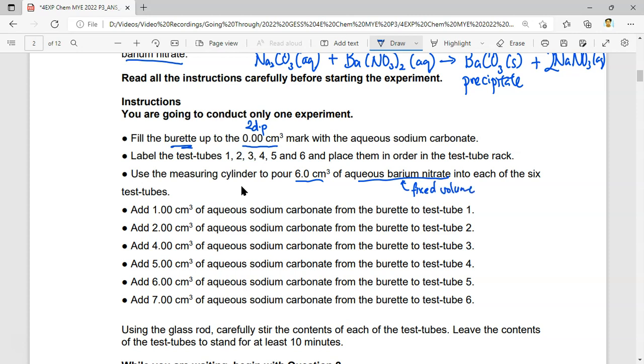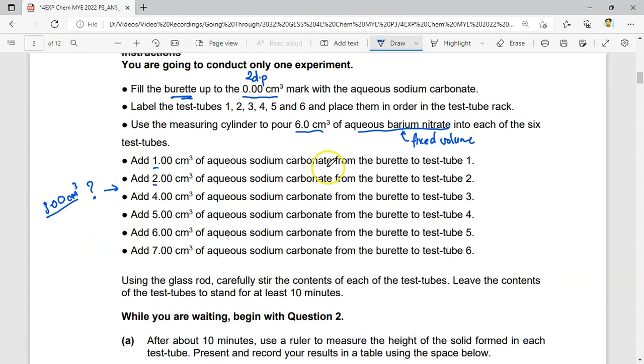Then, in each of the test tubes, I have 1, 2, 4, 5, 6, 7. Take note, it's 1, 2, then you realize, hey, one part is missing. Where's my 3.00 cm cube? This is the part where you have to remember that if they have data like this missing, please make sure that you don't go and do the experiment. Most probably you are going to have it. They may ask you something about it later on. So I have 1 cm cube, 2, 4, 5, 6, and 7.